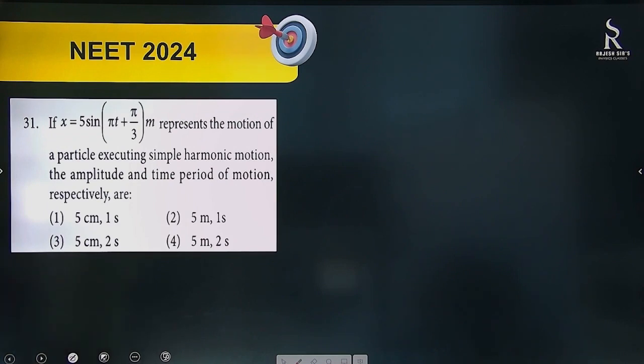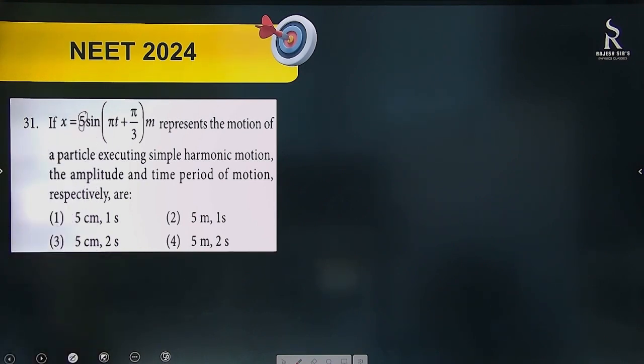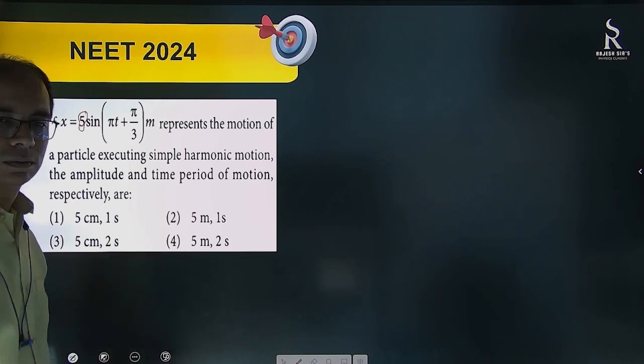Next. If x equal to 5 sin(pi t plus pi by 3) meter represents the motion of a particle executing SHM, the amplitude and time period of motion respectively are. This is amplitude, 5 meter. So answer is either 2 or 4.